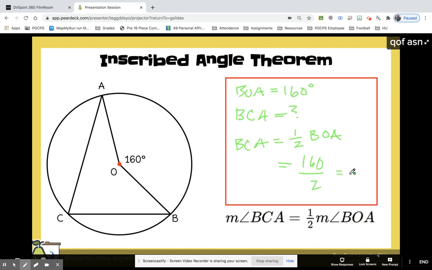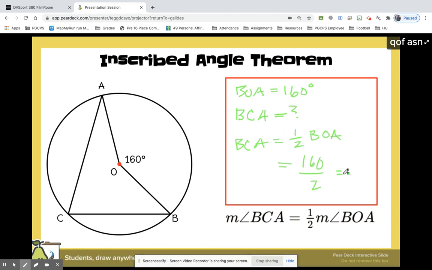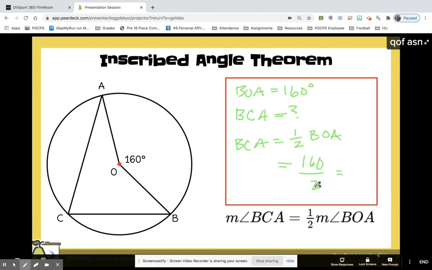For this situation, you can do it in the calculator, or you can do it in your head if you would like to. We know that 16 divided by 2 is 8. So our answer here would be 80 degrees. So BCA will be equal to 80 degrees.